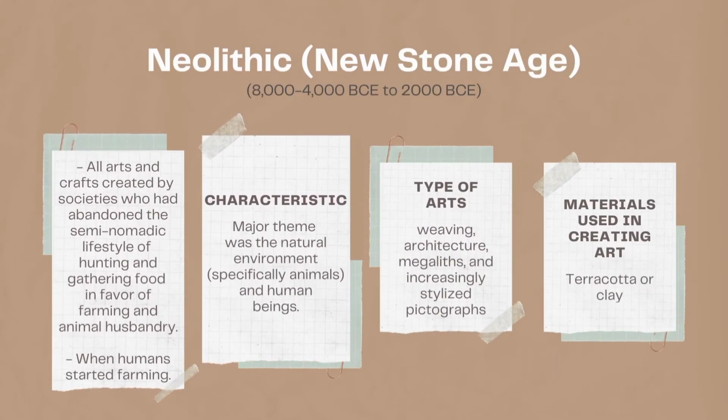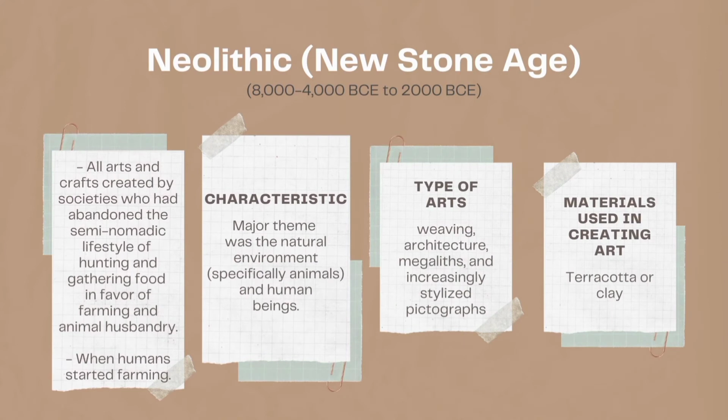The term Neolithic period refers to the last stage of the Stone Age. This period was also significant for its megalithic architecture, the spreading of agricultural practices, and the use of polished stone tools among all people. It is also when humans started engaging in agriculture, like farming. Art from this period was more on weaving, architecture, megaliths, and increasingly stylized pictographs.